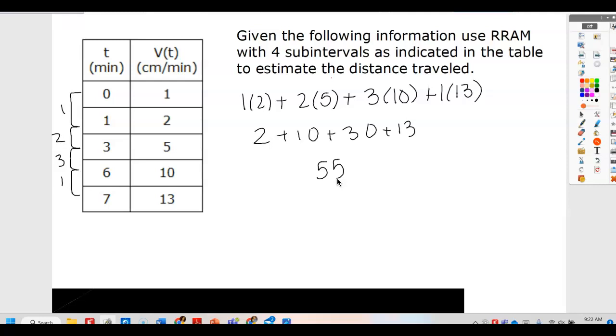So this time I have units though. So base is minutes. Height was velocity, which was centimeters per minute. So all of these in terms of units were minutes times centimeters per minute. So the minutes canceled and this answer would have been in centimeters.